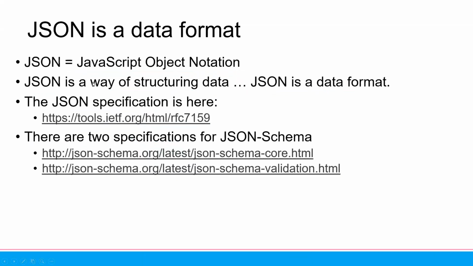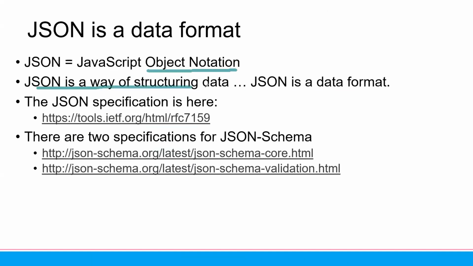What is JSON? JSON is a JavaScript object notation. As we learn about JavaScript, JavaScript is an object-oriented programming language. We can create an object, and from that object, we can create the object notation.